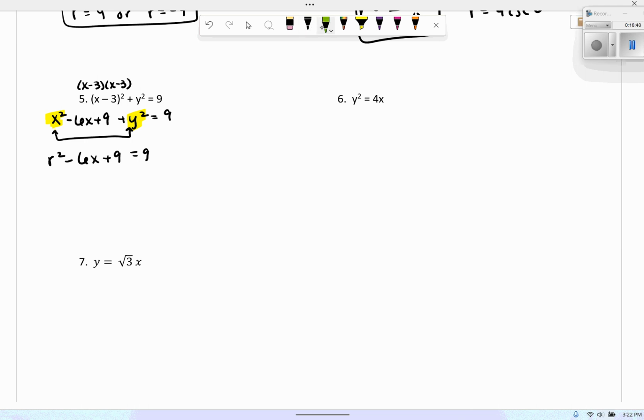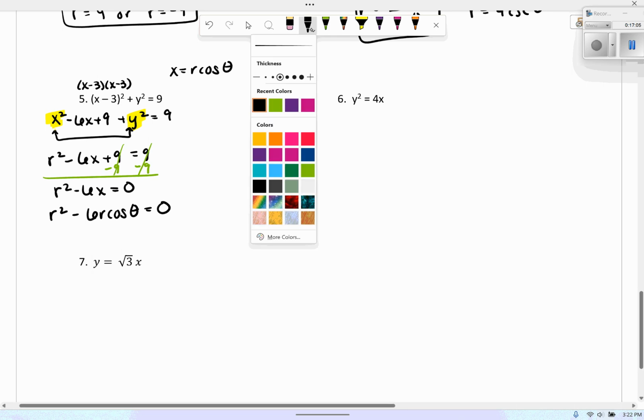Then I would notice that if I subtract the 9 to the other side, those 9s cancel out. And we know x equals r cosine theta. And again, I'm trying to get r by itself. So the next thing that I would do is factor out r here.